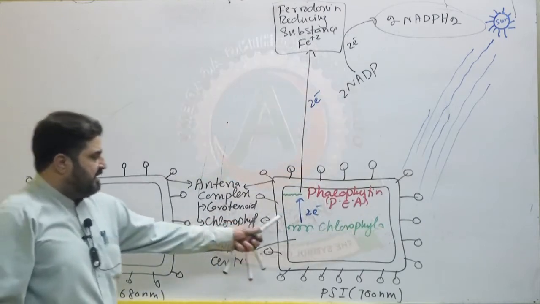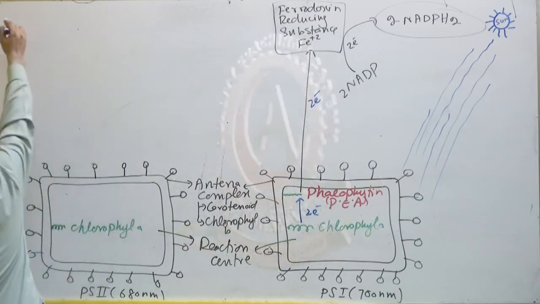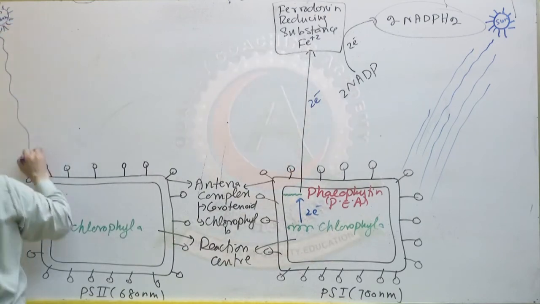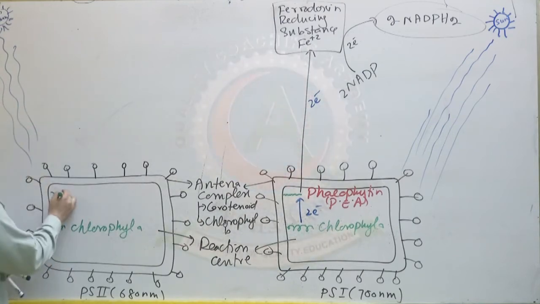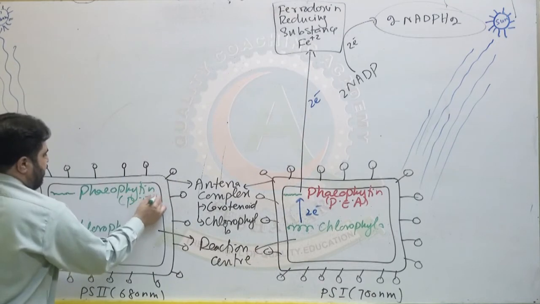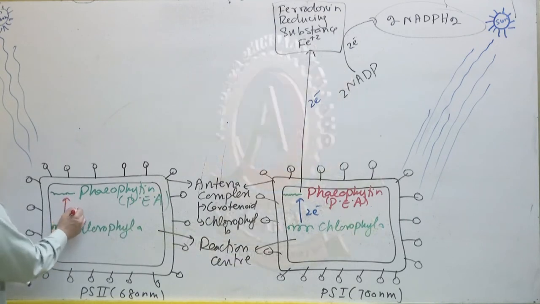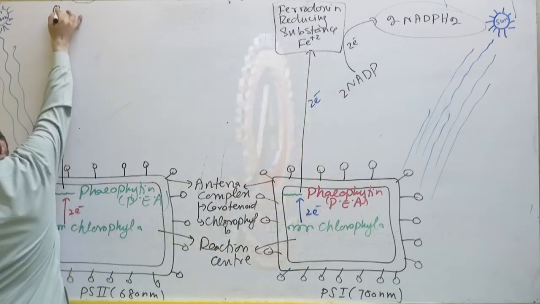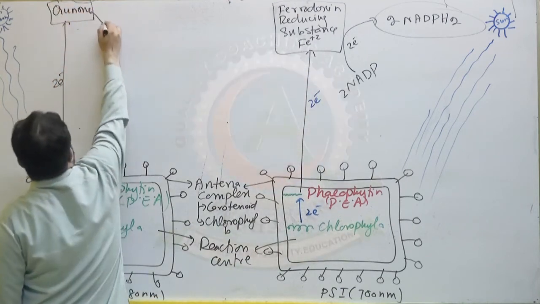Now the deficiency of electrons in photosystem 1 is covered by photosystem 2. How? Same light now falls on photosystem 2. Same procedure: phaeophytin, which we call the primary electron acceptor. The light falls on chlorophyll A and excites the electron, which is received by phaeophytin. From phaeophytin, this electron is received by the quinones. From quinone, these 2 electrons are received by the plastoquinones.